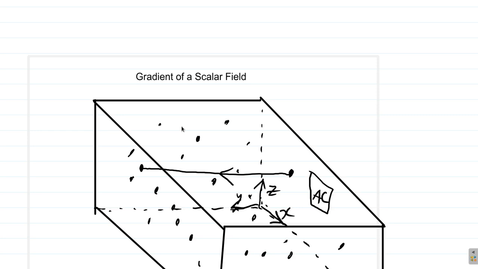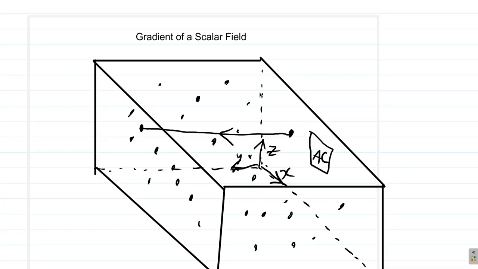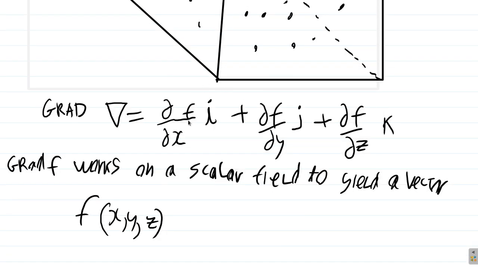This is where we were in our last video. We spoke about the gradient of a scalar field, and this is the formula here. Alright? Now we want to talk about the divergence of a vector field. Alright?